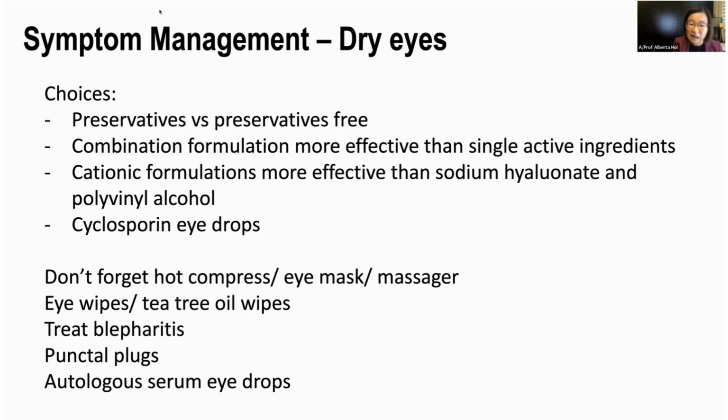And then finally, some ophthalmologists or optometrists can do autologous serum eye drops. This is a process where you actually donate your blood and they send it away to extract the serum from your blood and make it into eye drops. Again, mixed results, but some patients do find that useful.